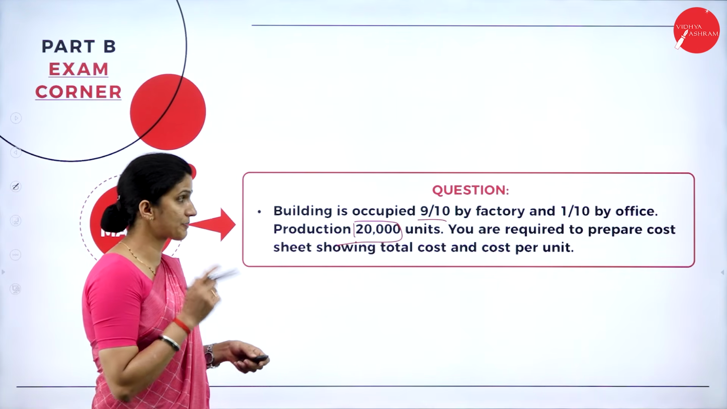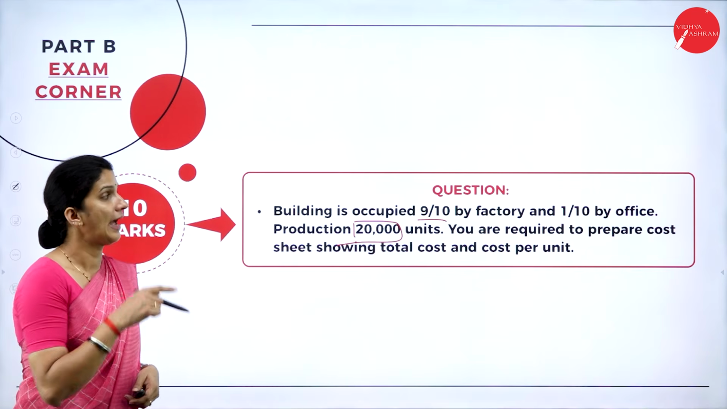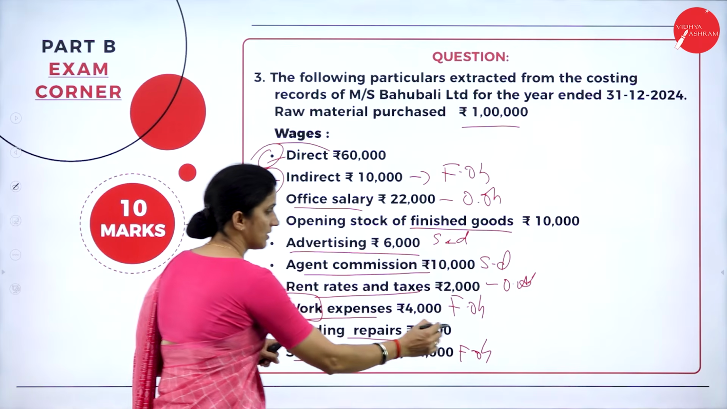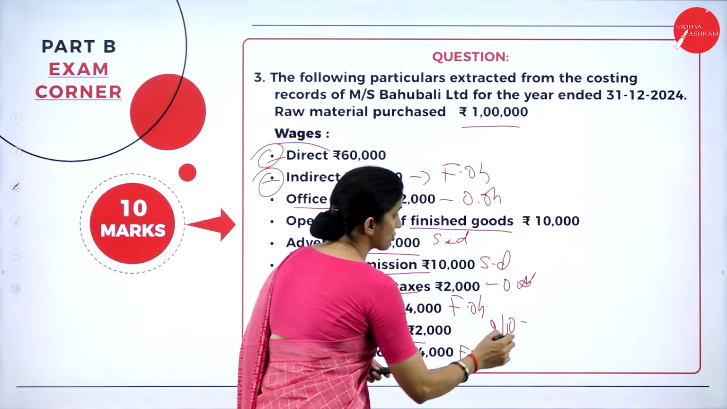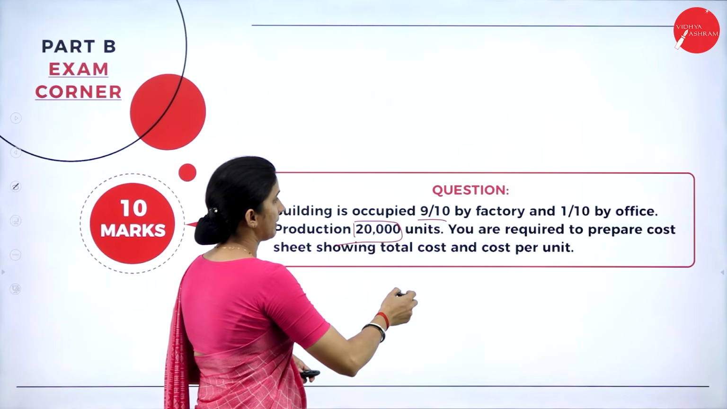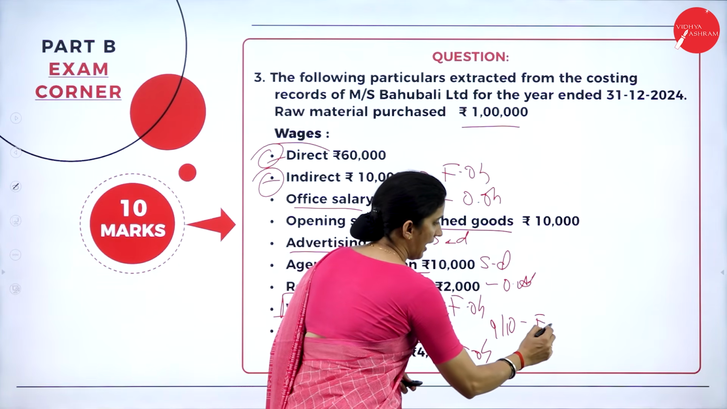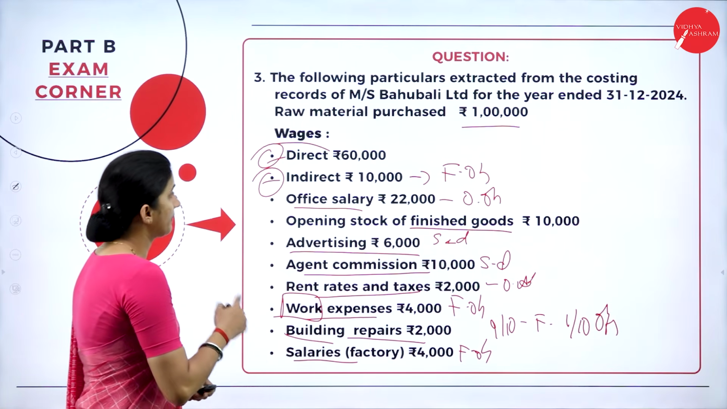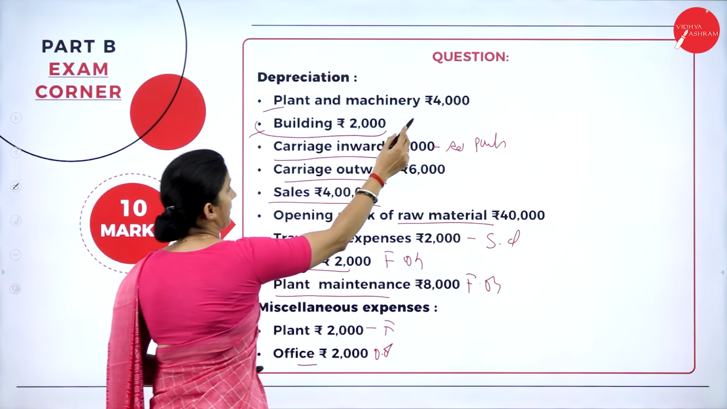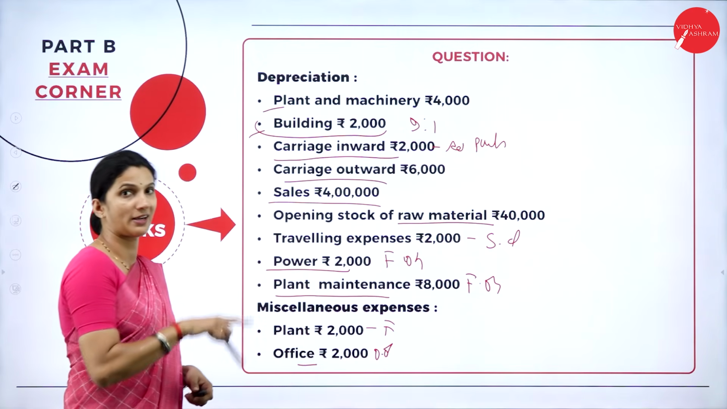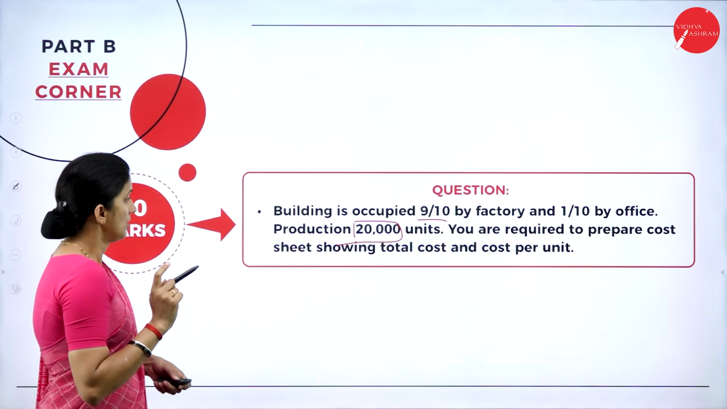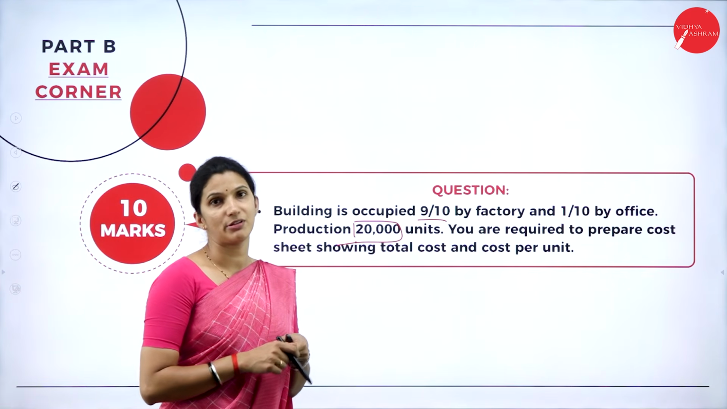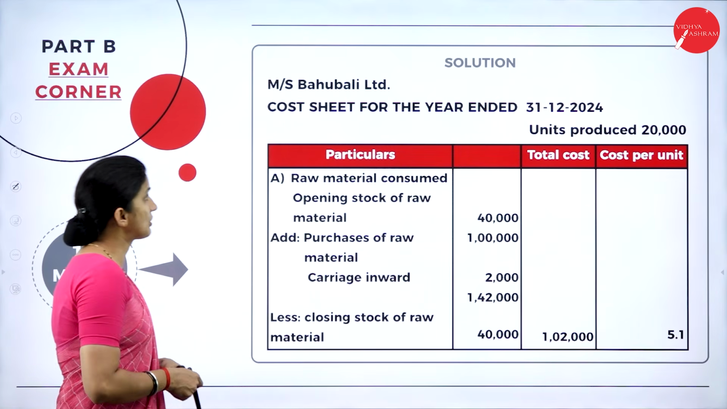Here the building space is occupied 9/10 by the factory and 1/10 by the office. That means your building repairs, 9/10 goes to the factory and 1/10 goes to the office. So wherever you have the building charges, you need to apply the 9:1 ratio between the factory and the office. The total production is 20,000 units. For this question, you need to prepare one simple cost sheet. So see the solution part.